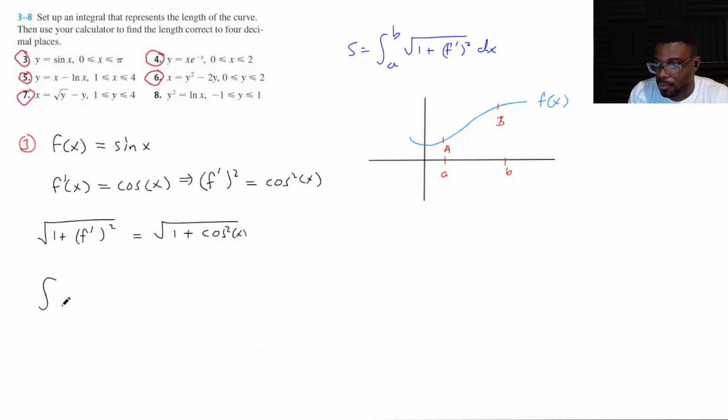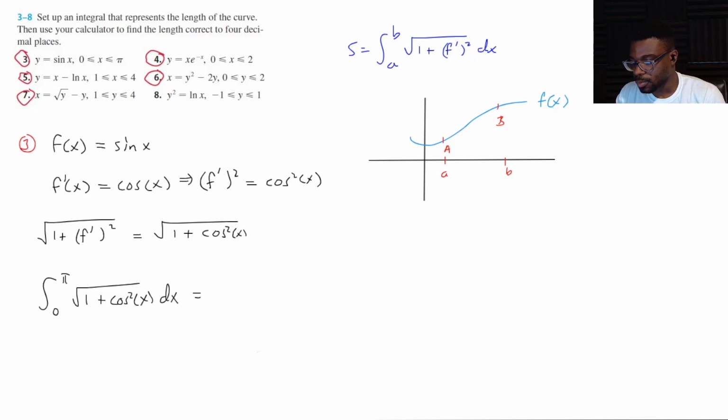We're going to integrate from 0 to pi, right? Our bounds are 0 to pi, and then we're going to integrate the square root of 1 plus cosine squared of x. All right, let's see what this comes out to be. Okay, so our result comes out to be 3.82.